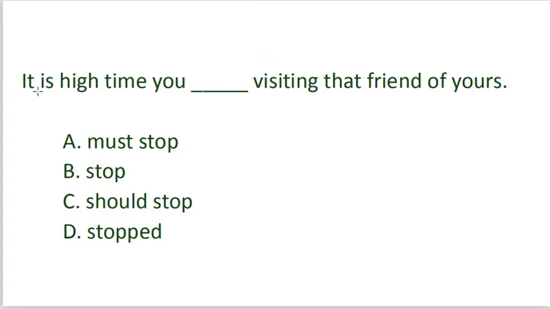Whenever we see any of these structures, it's going to be followed by the simple past tense. We can have something like it is high time we slept. It is high time you spoke. It is high time you reviewed. It is high time you stood up. In all, whenever you see it is time, it is high time, or it is about time, the next verb is going to be in the past tense. So here, the correct option is option D, stopped. It is high time you stopped visiting that friend of yours. Option D. Next question.